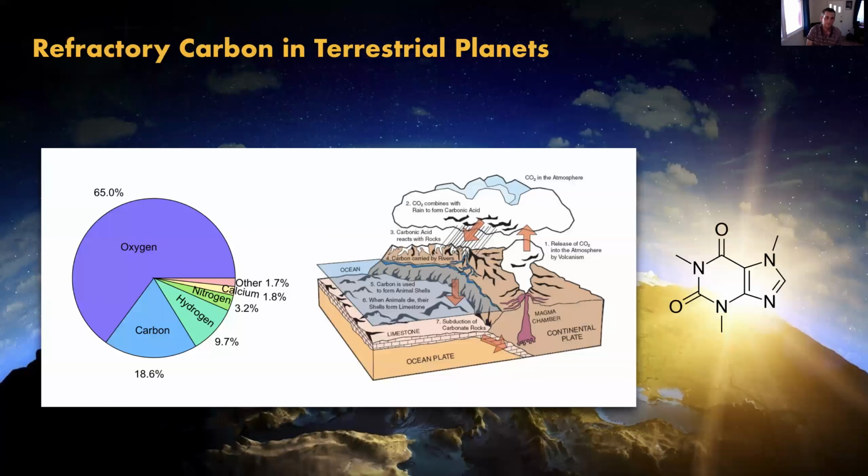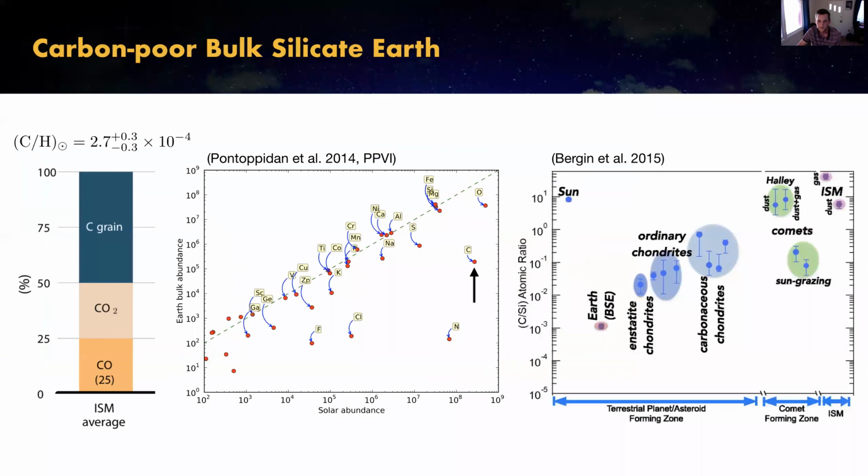So, of course, carbon is important for the Earth, right? This is me, basically. I think most humans are about 18.6% carbon. So it's clearly important for us as carbon-based life forms. Carbon is important for setting the temperature through the carbon-silicate cycle, things like that. And then, of course, this is caffeine. So, right, we wouldn't be here without coffee, I guess.